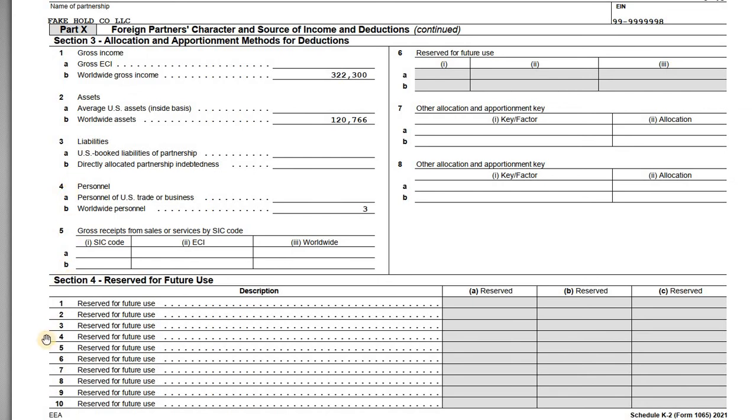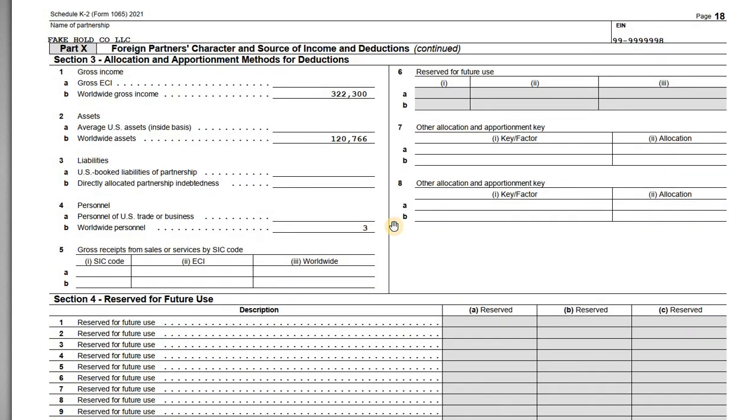Question 4 is a simple numerical question just about total personnel, right? So what they're asking here is, when we look at our payroll, what were the number of personnel we had working for the company worldwide, and then what are the number of personnel we have that are working on that U.S. trade or business element. So in this case, we had 3 employees based full-time in the Cayman Islands. That's it. And then the number of personnel connected with a U.S. trade or business is 0 because we don't have a U.S. trade or business, right? So this is pretty straightforward, given this fact pattern.